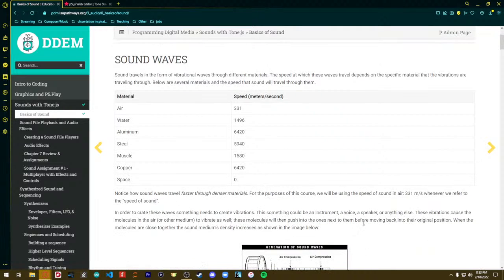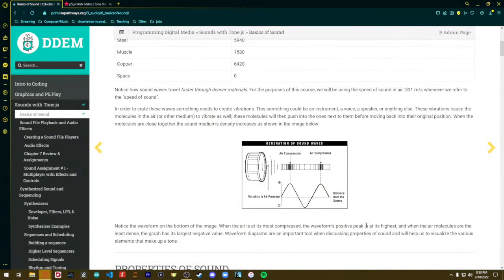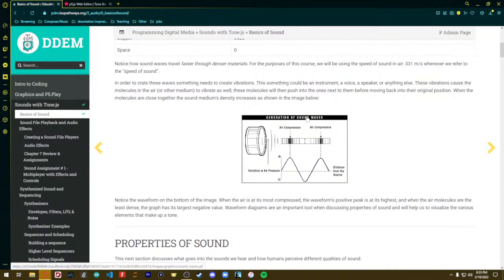Generally, in air, the speed of sound is 331 meters per second, or approximately 1,000 feet per second. Again, I'm speaking in approximates here. So let's look at this diagram right here that I think will help illustrate this.